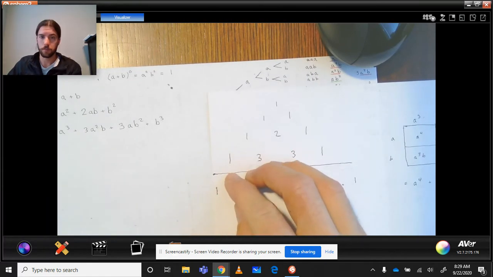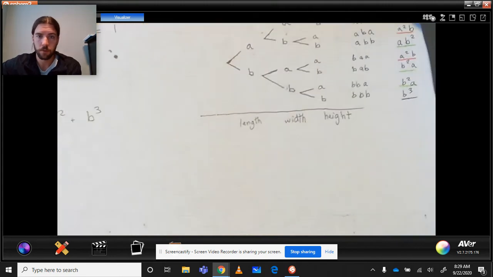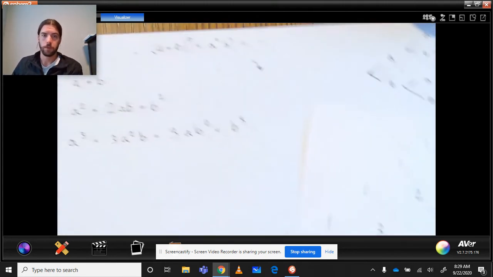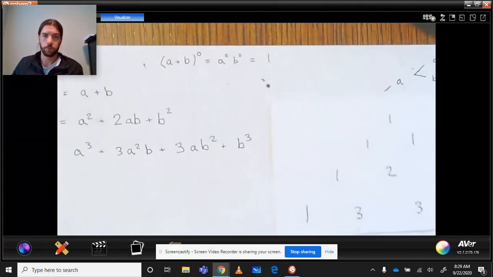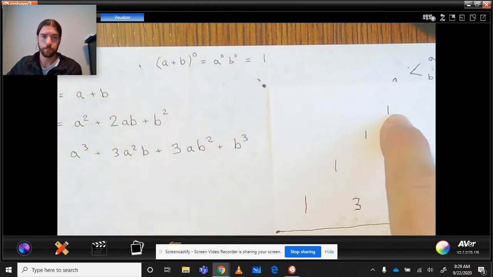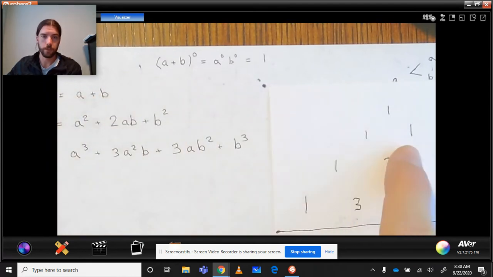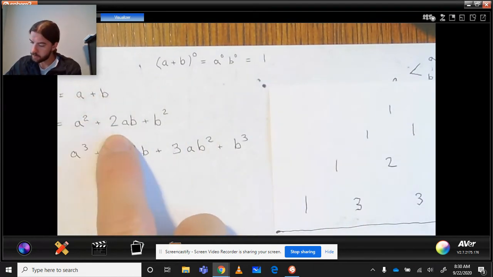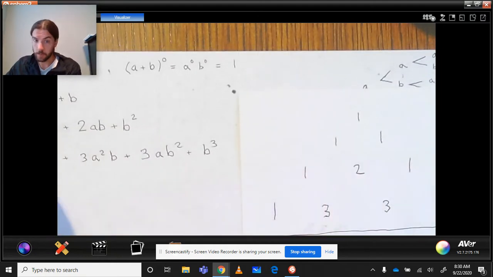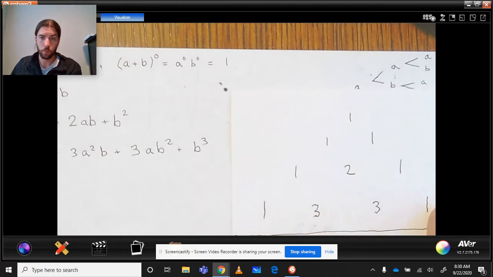So, try to cover up the bottom of this. We can zoom in. All right, here we go. You will get this. So for the first one, the coefficient was 1. For the next one, we had 2 coefficients of 1, so 1 and 1. Then we had 1, 2, 1. Then we had 1, 3, 3, 1.